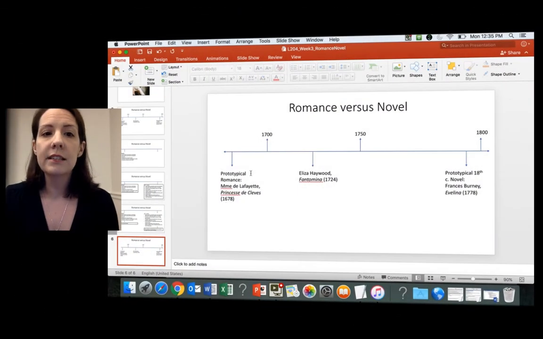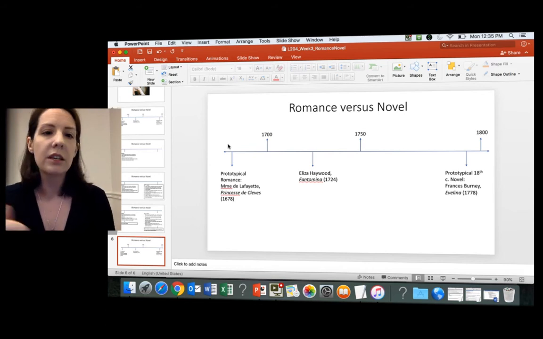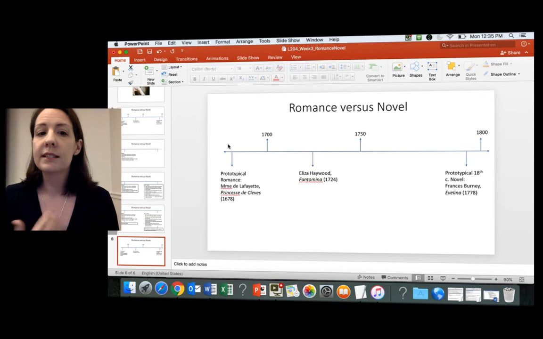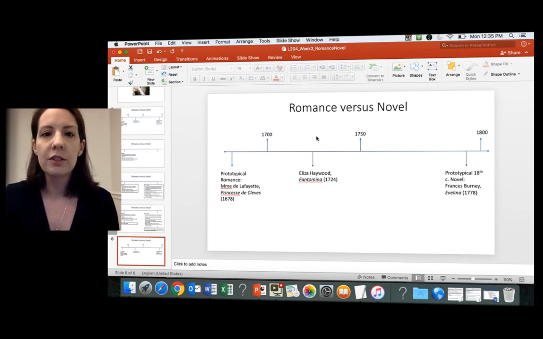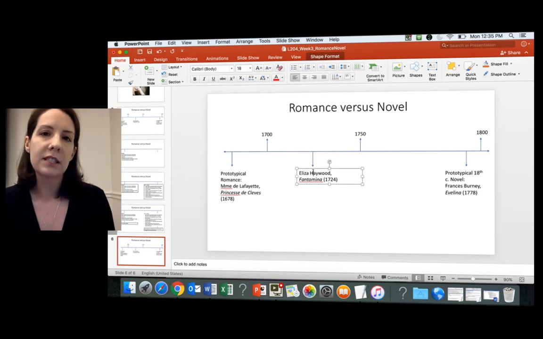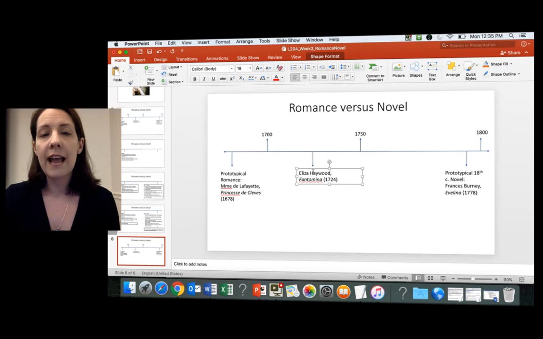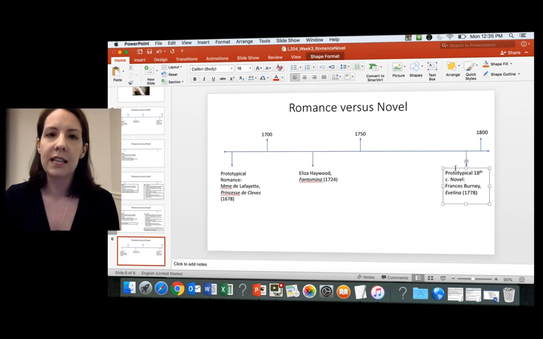What I have here is actually a timeline. And what you can see is one pre-1700 romance. It's a prototypical romance that we didn't read. It's called Madame de Lafayette's Princess de Clèves. It was published in 1678. What you'll notice is that from 1700 to 1800, this is really the period that we're dealing with. We're going to be looking at two works. Eliza Haywood's Fantomina is published in 1724, so it's almost halfway between Madame de Lafayette's Princess de Clèves and Frances Burney's Evelina, which is published in 1778.